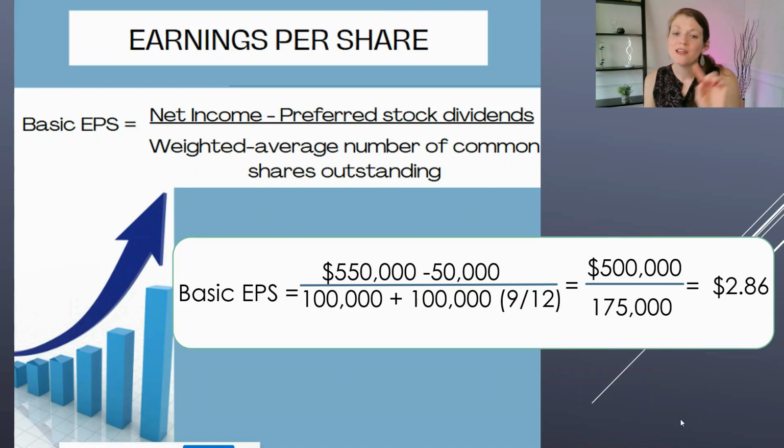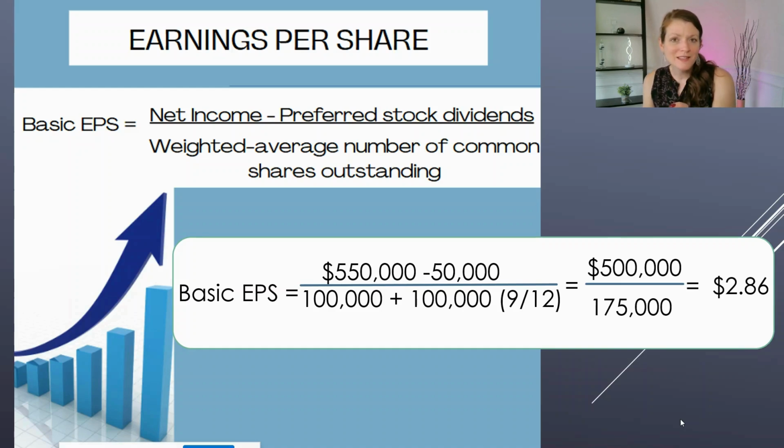Then they issued another 100,000 shares, but the weighted average has to do with when they were issued. This says they were issued with 9 out of 12 months remaining. So January, February, March have already passed, so these second 100,000 shares were issued in April. So they were only outstanding for 9 out of 12 months.